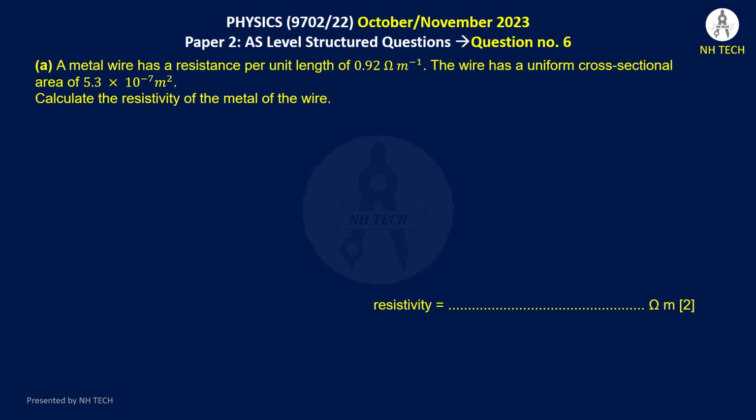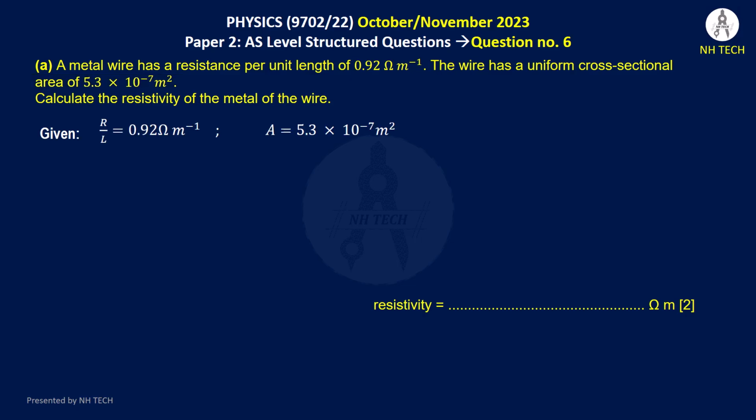Now that we've completed the theory, let's move on to solving some past paper questions. The question we are going to solve is from the November 2023 exam, Paper 2, Question 6. In this question, the resistance per unit length of a wire is given, which is 0.92 ohms per meter, and we are also given the cross-sectional area of the wire.